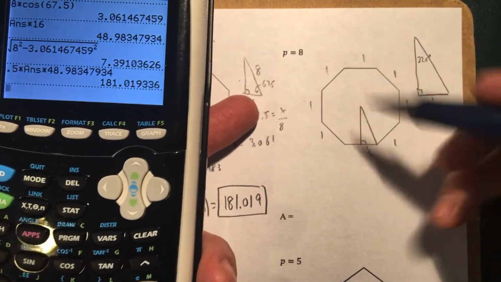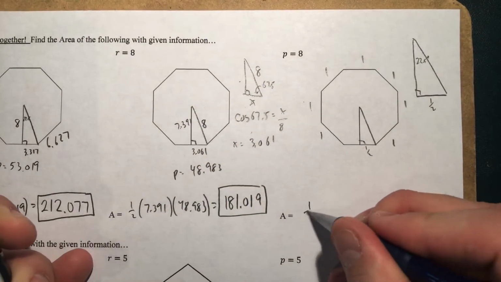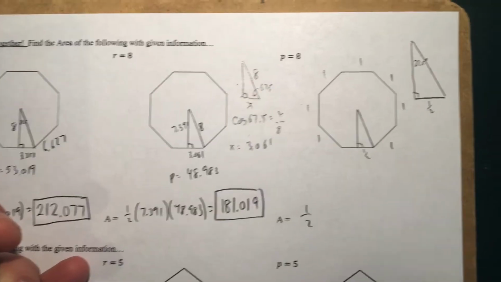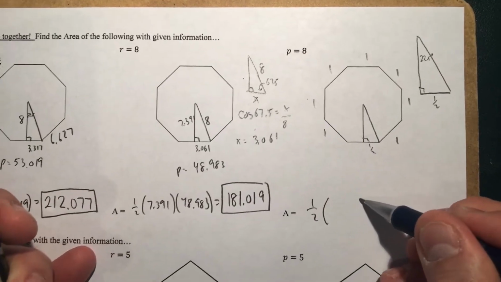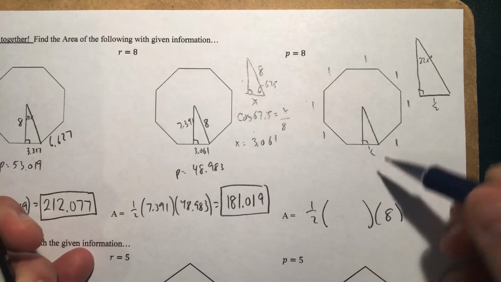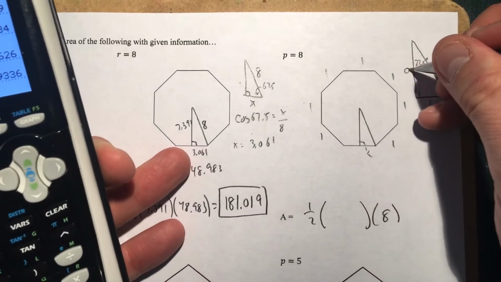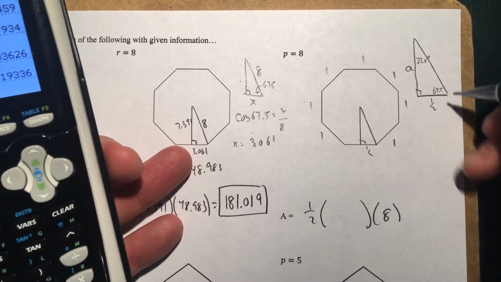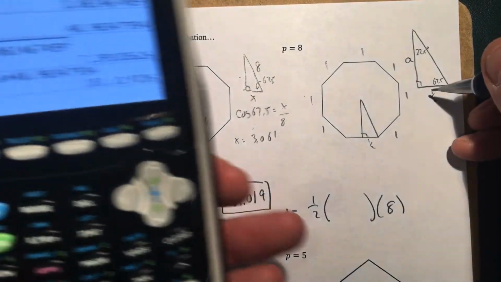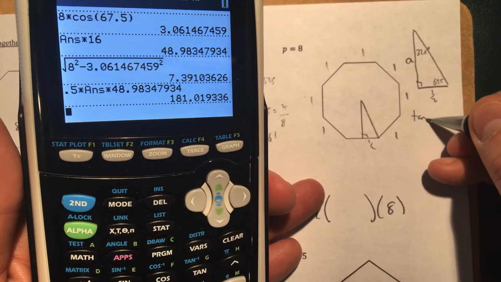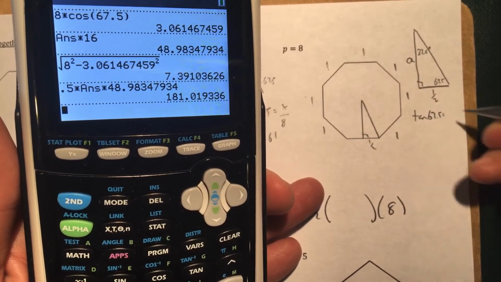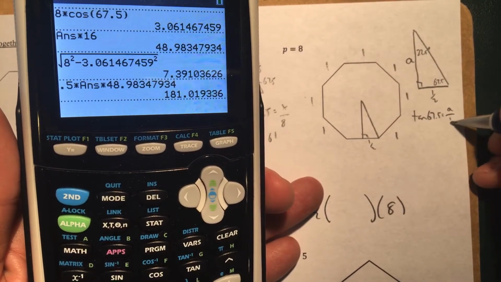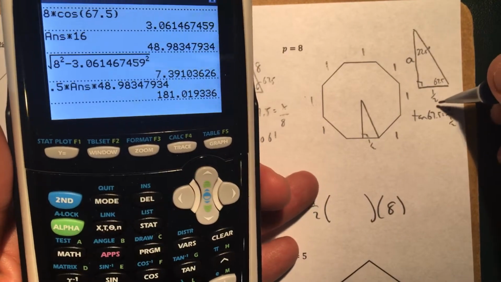So I already know my perimeter is 8, so I could already go, hey, 1/2 times the apothem times the perimeter. All I need is the apothem. All I got to do is find this little guy right here. So I'm just going to use a cute little 67.5 tangent. So I'm going to write it out again. Tan of 67.5 is apothem over opposite over adjacent.